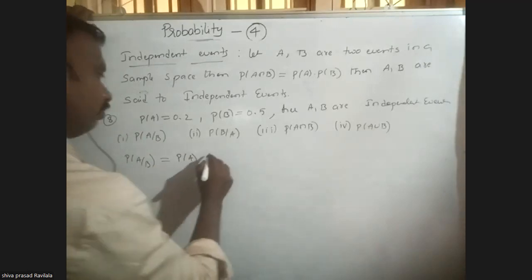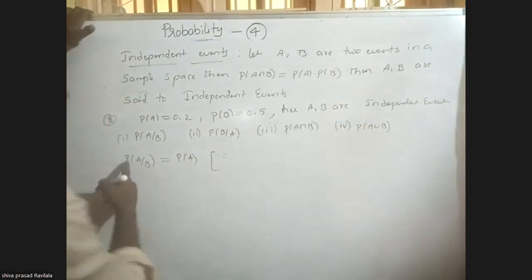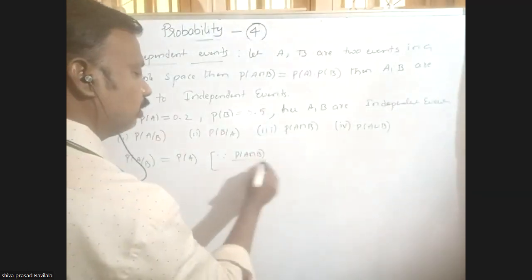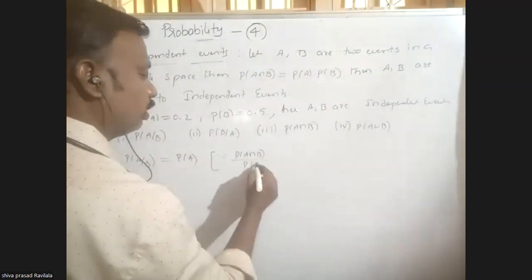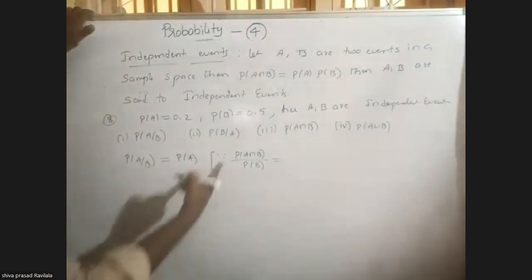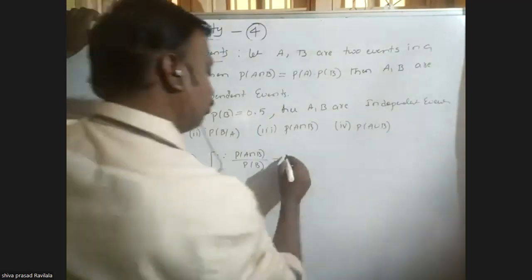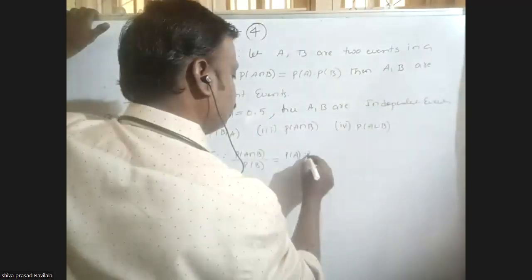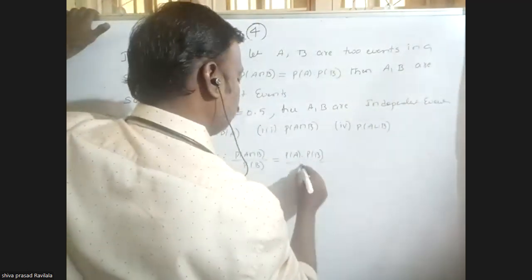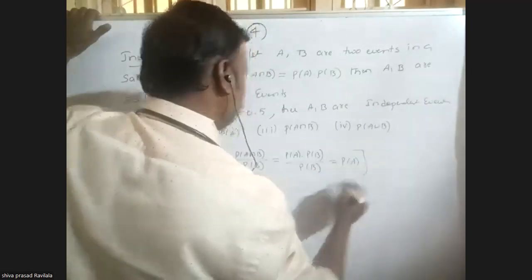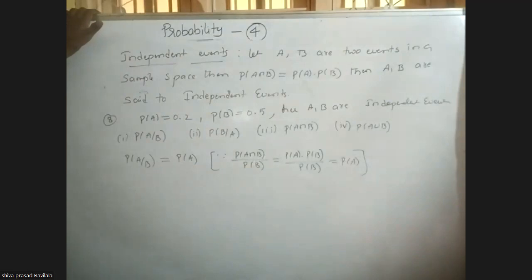Why? Because probability of A given B is equal to our formula, probability of A intersection B by probability of B. By using conditional probability, probability of A intersection B is equal to probability of A into probability of B. That is P of A into P of B by probability of B. And the two cancel, your answer is probability of A. Therefore, the first one, probability of A given B, is equal to 0.2.